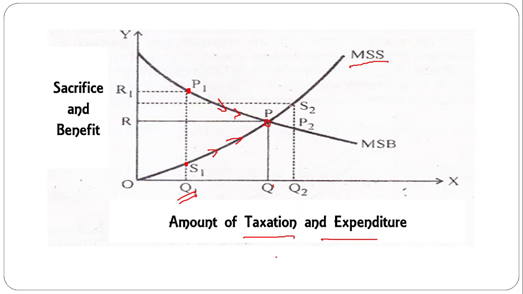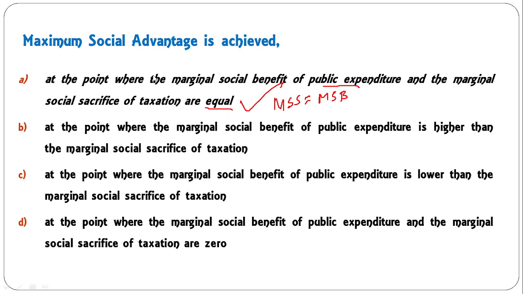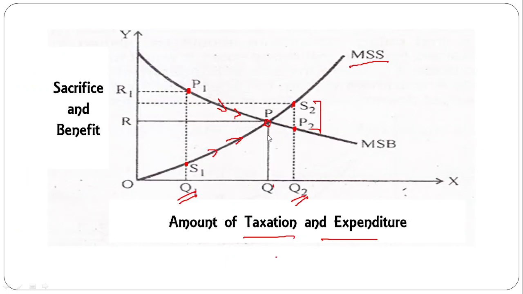If you go beyond this point P, then your sacrifice will be more and the benefit will be less. As you can see here, if amount of tax is Q2, then at this level the sacrifice is S2 Q2 and the benefit is P2 Q2. So this S2 P2 amount, this is the difference. Okay, so this way you can explain maximum social advantage. So actually, as you have seen in the previous question, maximum social advantage will be achieved at the point where MSS is equal to MSB, that is shown with the help of this diagram.